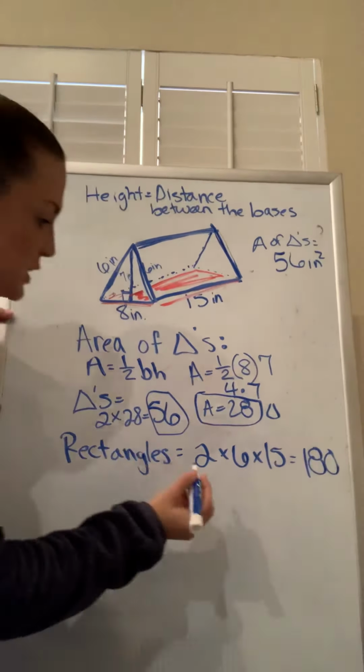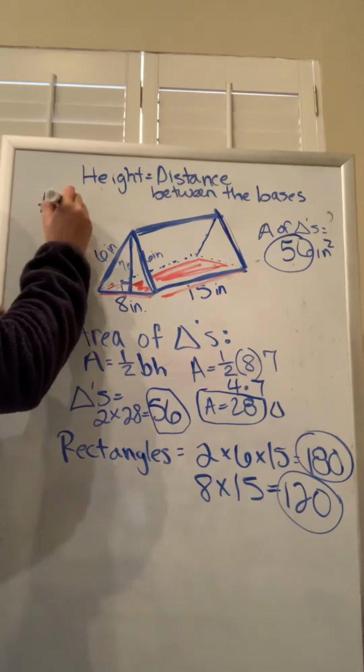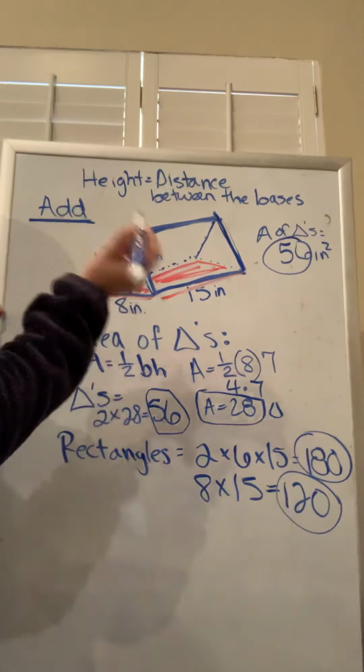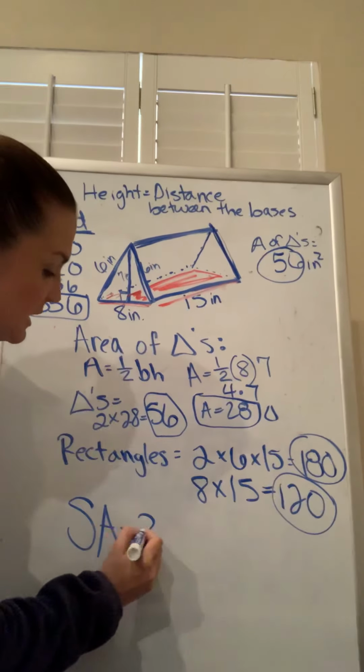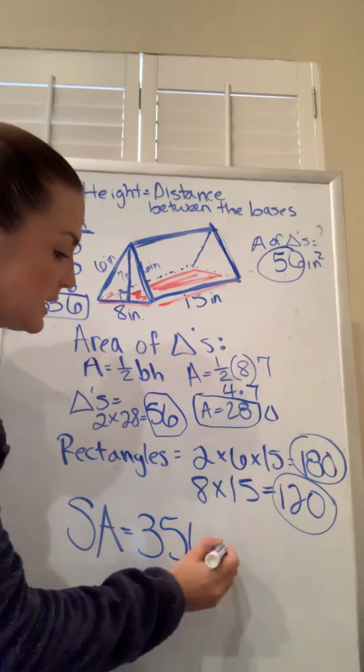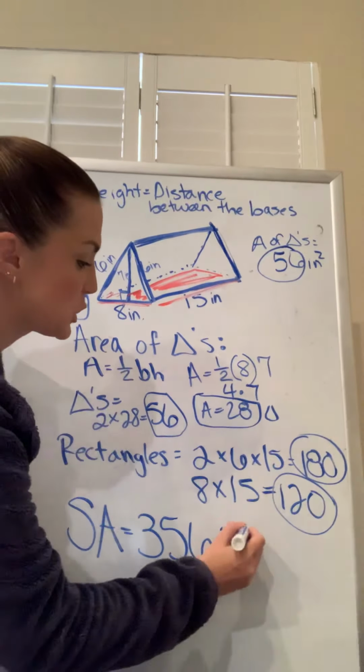We have our triangles at 56. We have our rectangles at 180 and at 120. So we're going to add all the faces together. So 180 plus 120 plus 56. And I get 356. So my surface area is 356 inches squared on this triangular prism, okay?